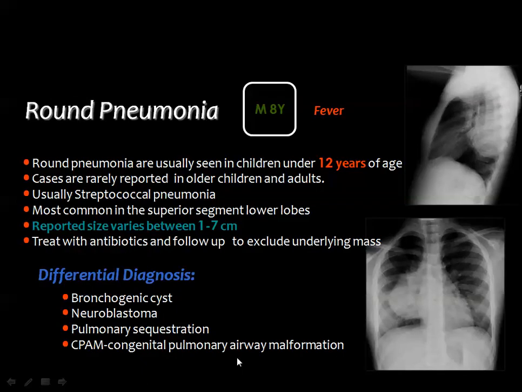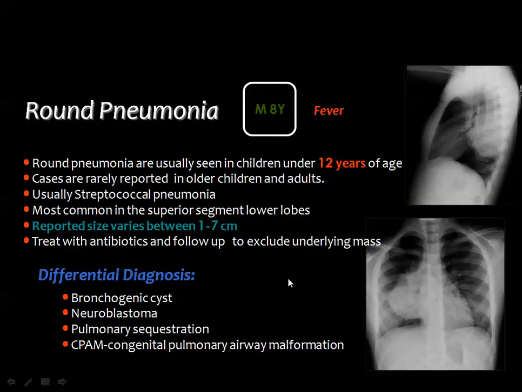Then you remember that one of the differential diagnoses of pulmonary nodules and masses in the pediatric age group is round pneumonia, especially if you have a positive finding of infection. You know that round pneumonia is usually seen in children under the age of 12 years. Whenever you are going to diagnose this, you know that this is bacterial infection and it is usually treated by antibiotics. The size of the round pneumonia ranges from 1 centimeter up to 7. The 1 centimeter is a nodule and the 7 centimeter is a mass.